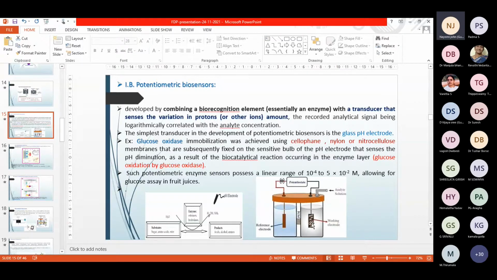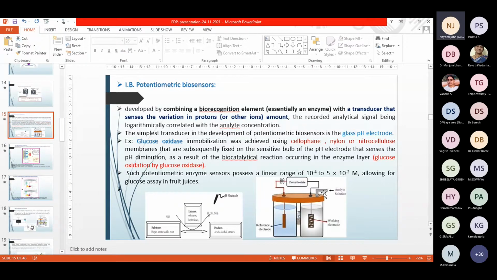So where the enzymes will be immobilized, either by using the cellophane or by using the nylon or the nitrocellulose membranes. The enzymes initially will be immobilized onto these membranes. For example, here is given the glucose oxidase, and that immobilized membrane will be very tightly adhesive onto the working electrode. So when the glucose oxidase performs its action, the resulting change in the H plus concentration will be detected by the potentiometric biosensor, and the potential difference will be reflected here.